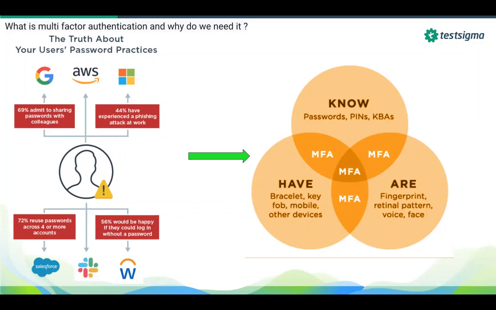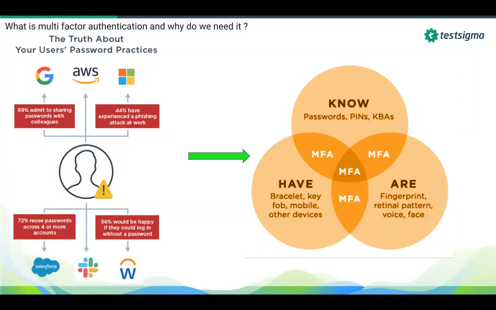It's basically composed of a first layer of password or a PIN or a KBA. KBA is nothing but knowledge-based authentication. You are asked a couple of questions: where were you born, what was your mother's maiden name, what was your first pet's name, right? Then the second type can be something that you are, like fingerprints, retinal patterns, or voice, or it can be face detection, right?